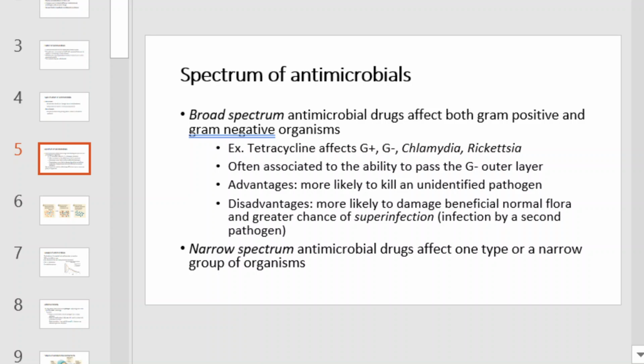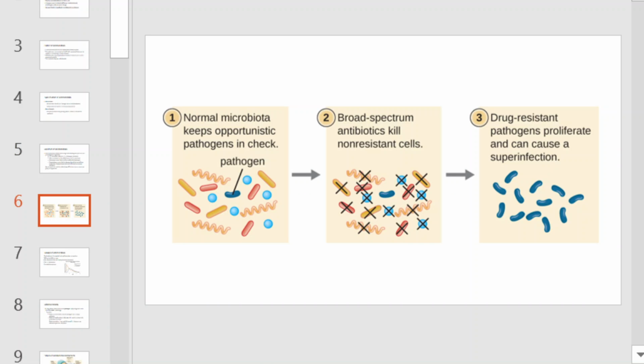A major disadvantage is that they do not differentiate between beneficial and harmful microorganisms and can increase our chances of superinfection, or infection by a second pathogen. Narrow-spectrum antimicrobial drugs affect one type or a narrow group of organisms. This is an illustration showing us how our normal microbiota may keep opportunistic pathogens in check. When broad-spectrum antimicrobials are used, they kill all organisms in a non-selective manner, which can result in drug-resistant pathogens proliferating and causing a superinfection.